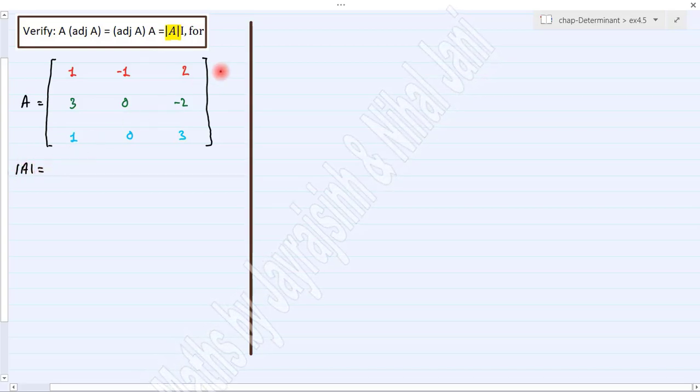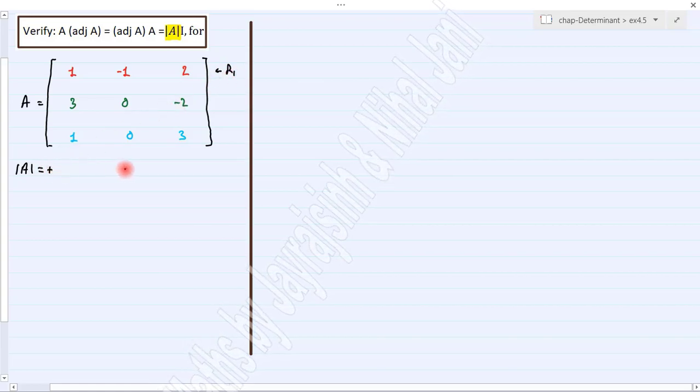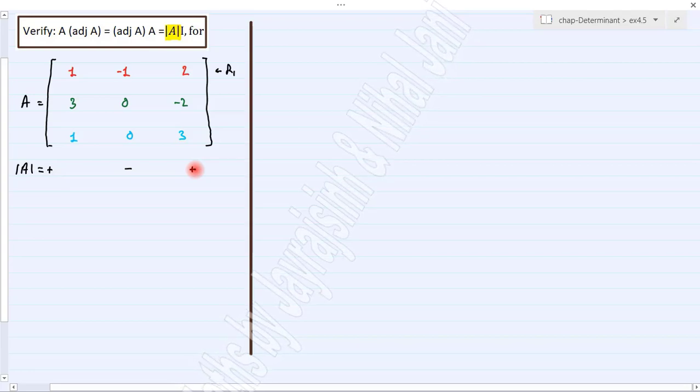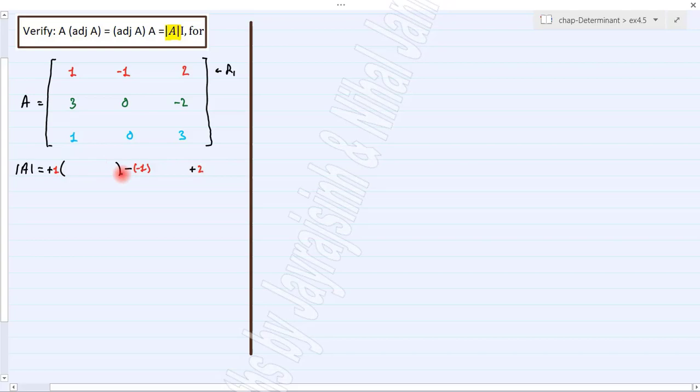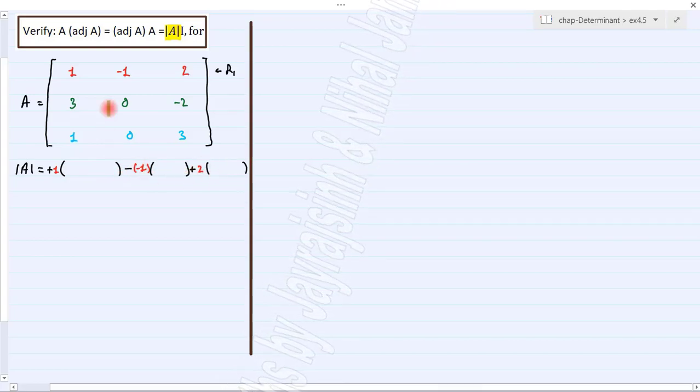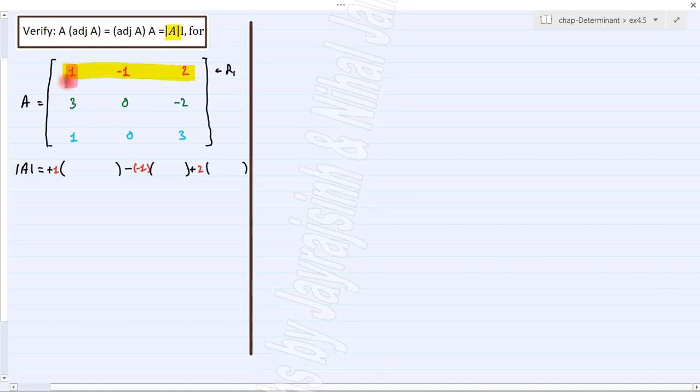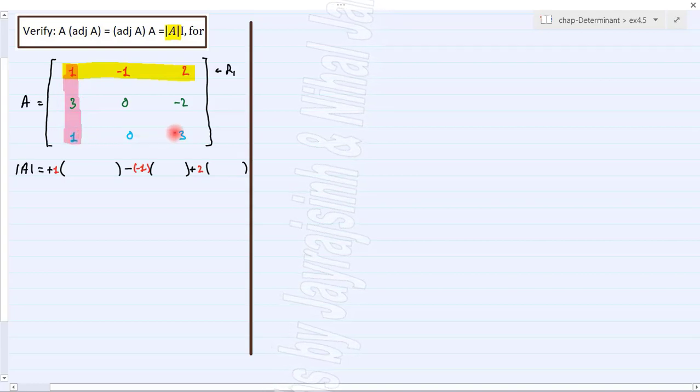So let's expand our determinant with respect to first row. So first of all, we have to place the corresponding sign of cofactor of first elements, which is plus minus plus. Now let's place their elements. And now we just have to find minor of respective elements. So to get first minor, you have to ignore first row and your first column and then cross multiply.